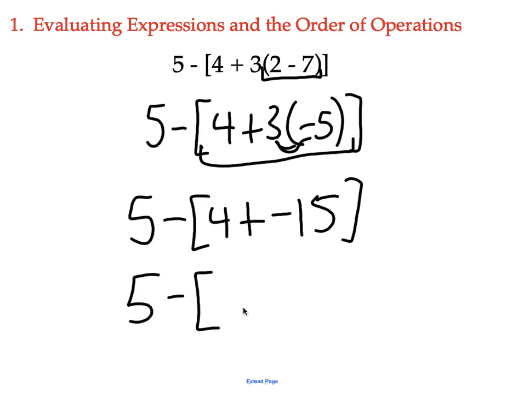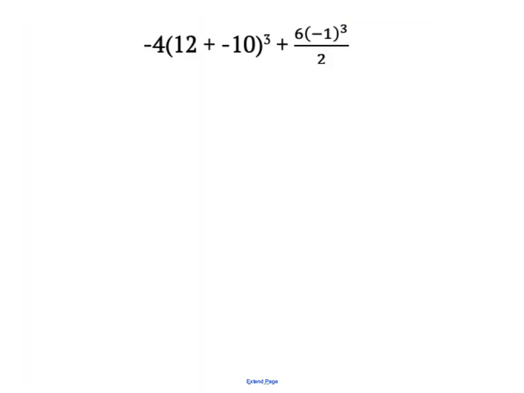Still inside the grouping symbol, 4 plus negative 15 has a value of negative 11, and we end with a complete and totally finished value of 16. Remember to work inside out.